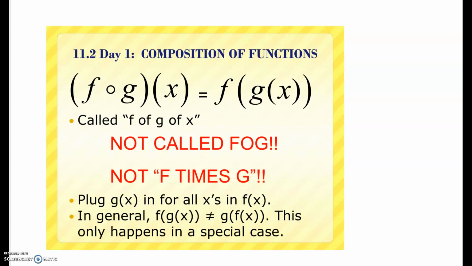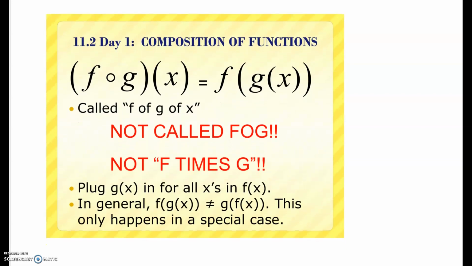Today we're going to look at Section 11.2, Part 1, Composition of Functions. Composition of functions can be written in two ways. Both of these, f little circle g of x and f of g of x, mean the same thing. It's called f of g of x. It is not f times g. It is not fog. It is f of g of x.